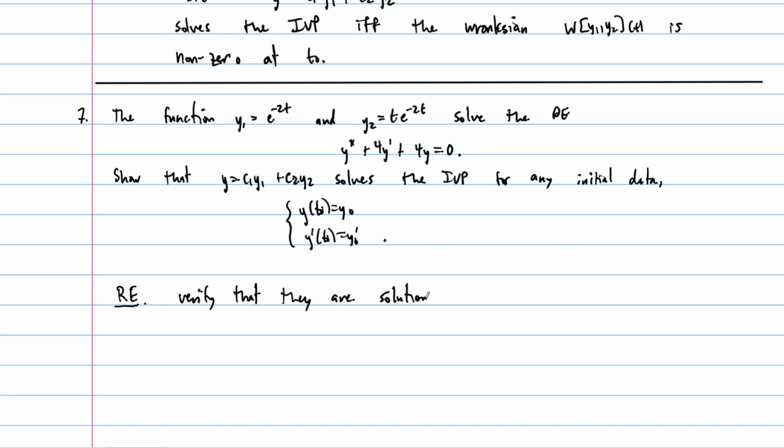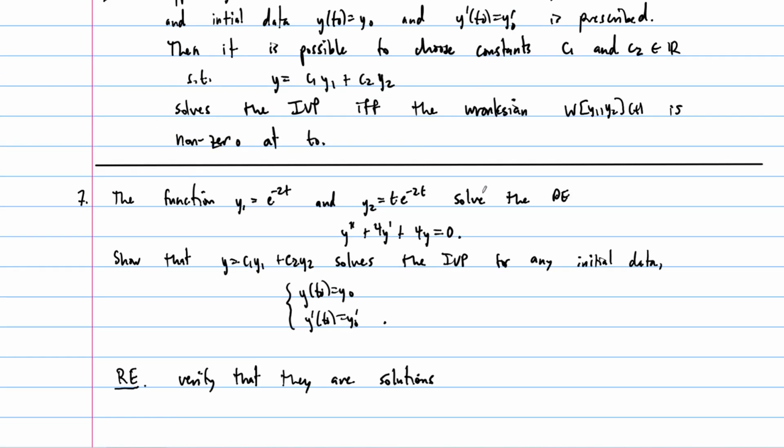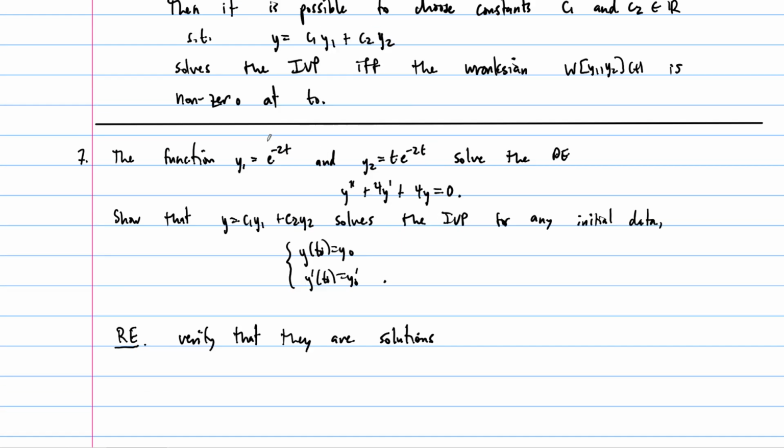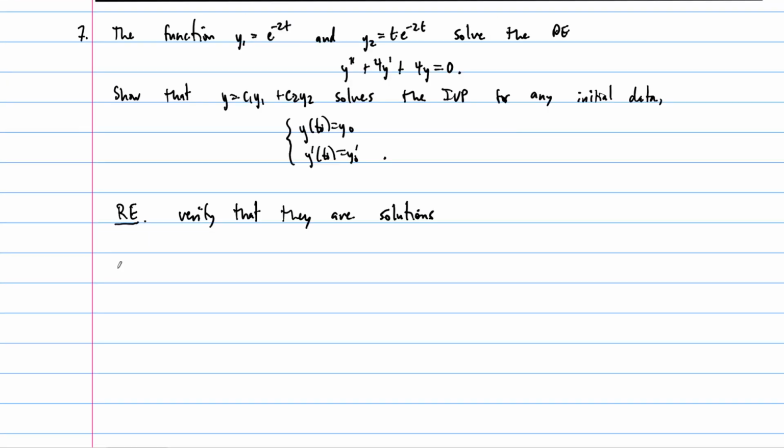All right, what we want to do now is verify that the linear combination of the two is going to solve the initial value problem for any initial data. And to do that, we're going to use this theorem. So we're going to compute the Wronskian. So let's start with W hat.